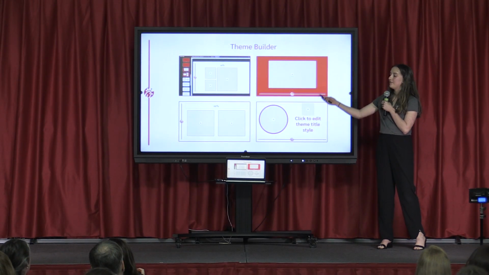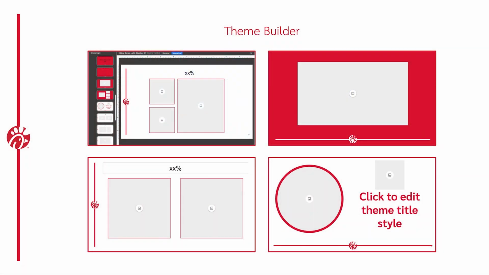Since Chick-fil-A's colors are red and white, I made the background color of the slides opposite from the background of each team's design to maintain contrast. Using the Theme Builder extension from Google Slides, I was able to create a consistent layout.